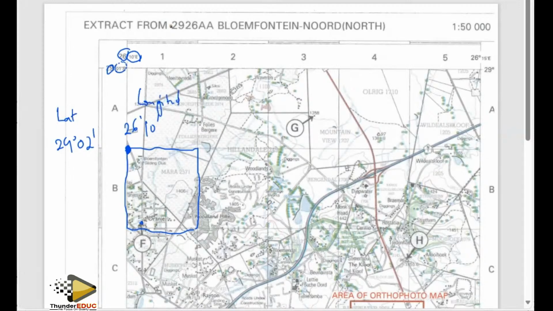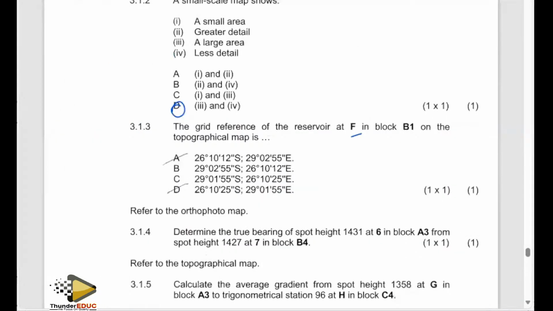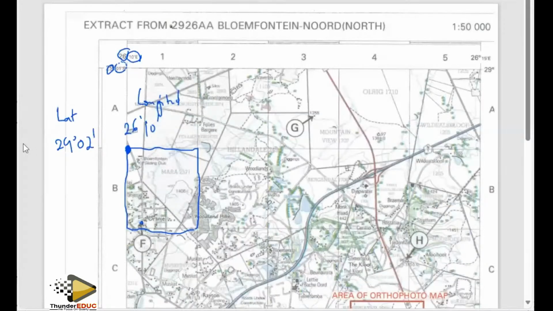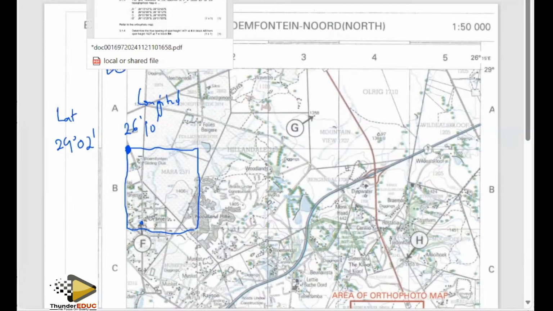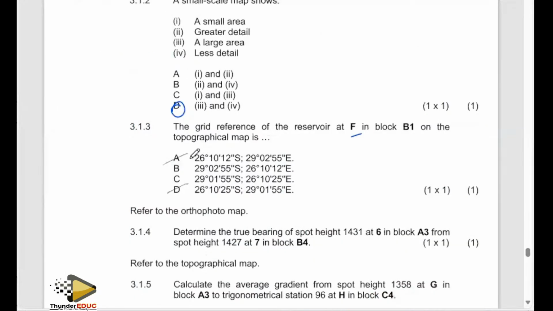So we go to check our responses here. If we check our responses from the question, we want a response that has got 29 degrees 02 minutes latitude and 26 degrees and 10 minutes longitude. Then we were worried about the second values. So this one is out completely. It has 26 degrees, which is wrong. This one is also out. It has 26 degrees, which means our correct response should be between B and C. These are the two possible responses. These ones are out. We have ordered them out.